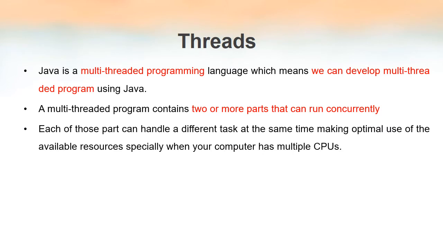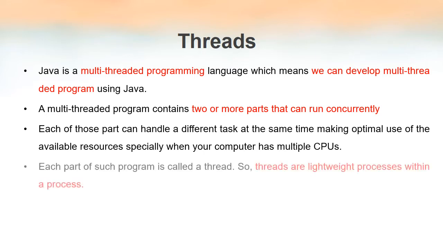So when we have two or more parts within the same program that run concurrently, we can make use of the CPU at its maximum level. We can make optimal usage of the CPU as well as all the available resources, and at the same time we can complete the task faster. Each of these parts that runs concurrently is known as a thread. So a thread can be defined as a lightweight process within the same process.